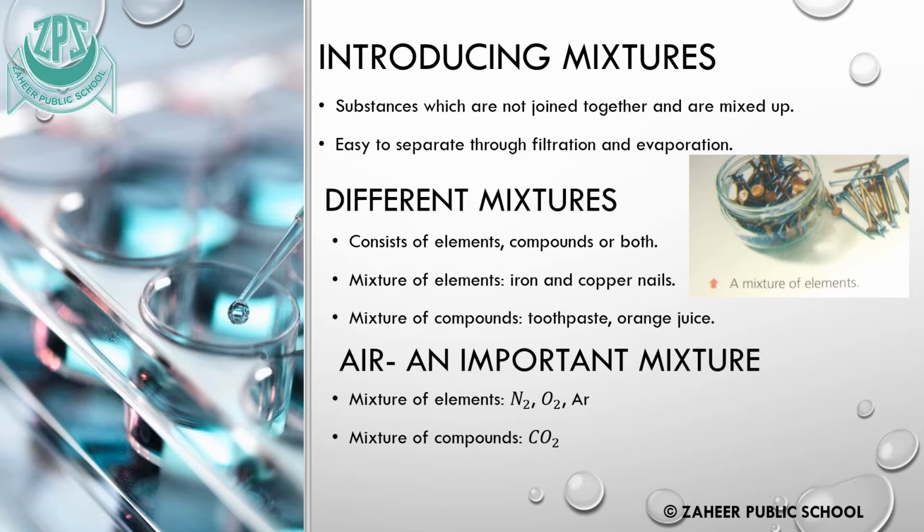Now, different mixtures can contain elements or compounds or both. In the case of a mixture of elements, you can see here an example in the picture of nails made of iron and copper. Here's a jar which contains a mixture of elements, and they can be easily separated. You can easily pick the iron nails from this mixture, or you can easily separate the copper nails from the mixture of iron and copper nails.